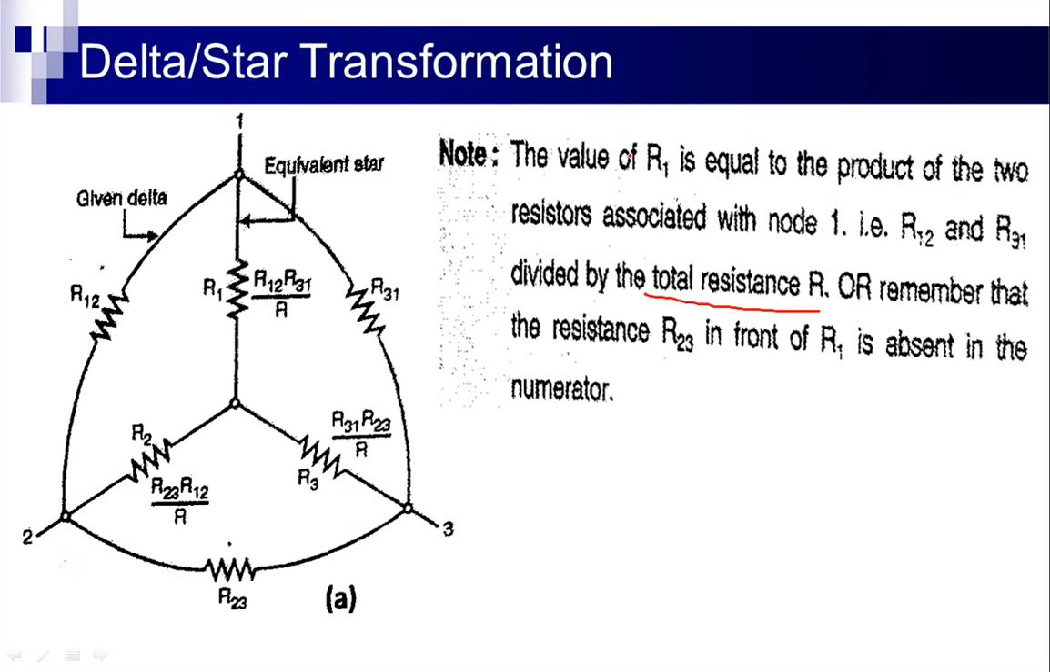So note the important point that the value of R1 is equal to the product of two resistors associated with node 1 divided by the total resistance R. See, the value of R1 is the product of two resistances associated with node 1. It is the product of the two resistances connected to node 1. See, in the delta this is node 1, and it is the product of the two resistances R12 and R31 which are connected to node 1, divided by the total resistance R.